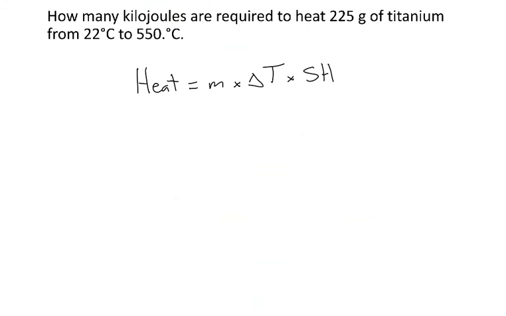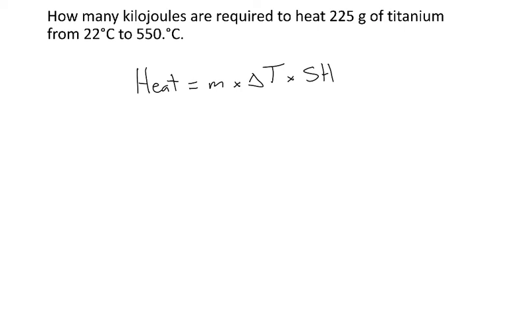All right, the way one of these problems might look is this: how many kilojoules are required to heat 225 grams of titanium from 22 degrees Celsius to 550 degrees Celsius? In order to calculate heat, I need the mass, the change in temperature, and the specific heat. They've given me the mass, and I can use the temperatures to calculate the change in temperature. Then I need the specific heat, so they either need to give that to me in a problem, or I need to have access to a table where I can go look it up.